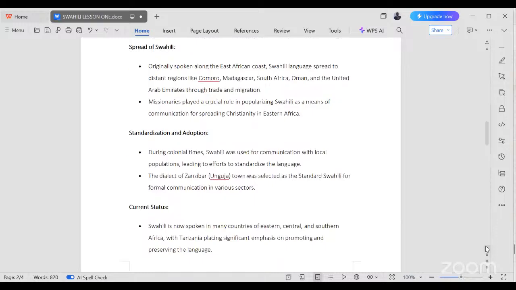So as I've said, regarding standardization of Swahili, there was an agreement to come up with a standard Swahili based on so many dialects. And that Swahili is called Kiunguja Swahili, from a place called Unguja in Zanzibar, on the other side of the coastal part of Zanzibar. So that is the standardized Swahili for communication.